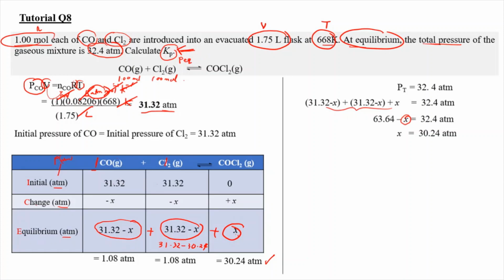So the question asks for the Kp. So the Kp is equal to the partial pressure of COCl2, which is the product, to the power of 1. So usually the number 1 here is ignored.